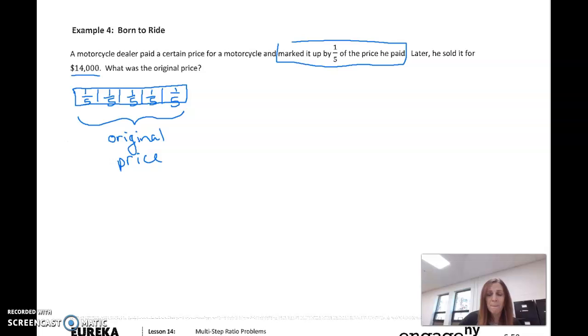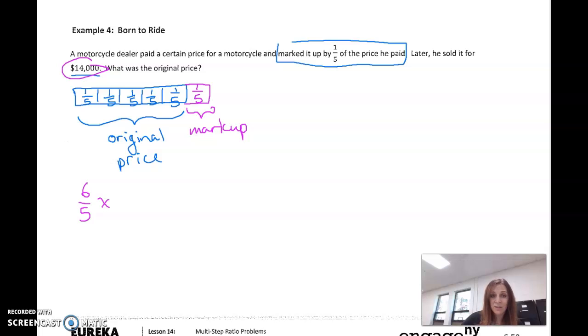We know he marked it up. So whatever that 1/5 is, he marked it up by that. Okay, so we have the original price plus this markup, and that's what he sold it for. So if you look here, we have 1, 2, 3, 4, 5, 6. 6/5 of the original price.